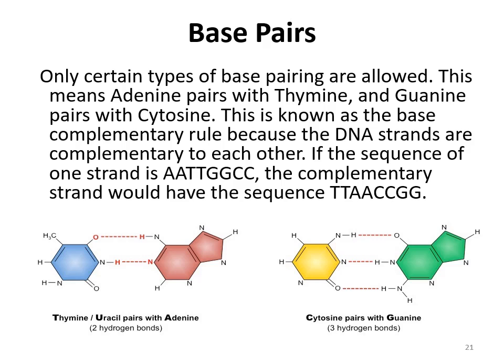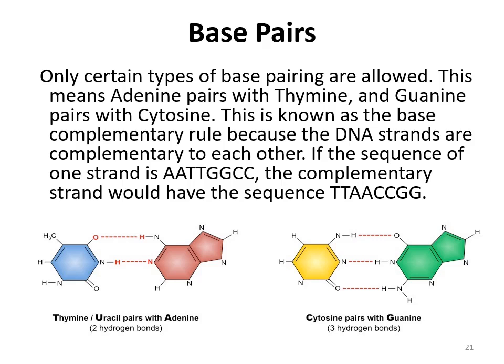If the sequence of one strand is adenine, adenine, thymine, thymine, guanine, guanine, cytosine, cytosine, the complementary strand would have the opposite sequence. This is thymine, thymine, adenine, adenine, cytosine, cytosine, and guanine, guanine.